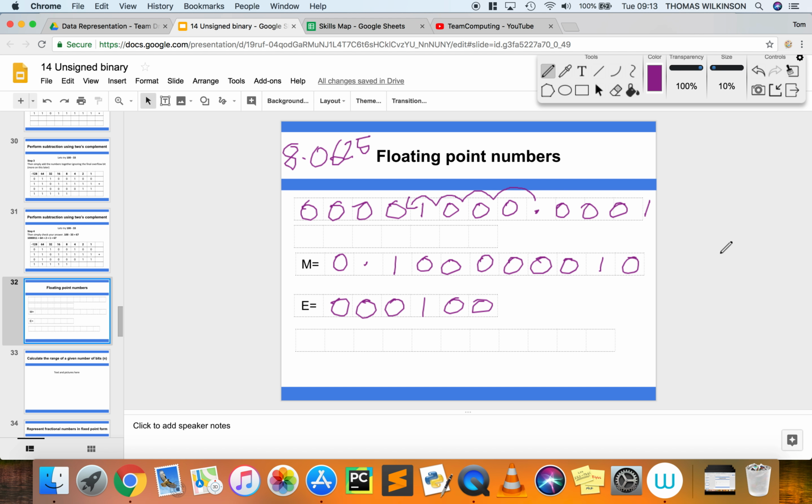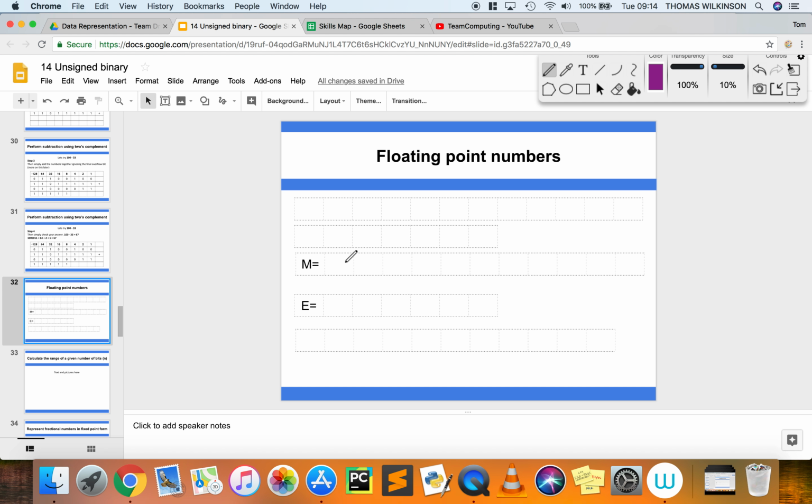And there is my final answer for the normalized floating point version of 8.0625. I hope you got on all right with that. That's going to do for part 1, and then we'll switch over to part 2, looking at some negative values, very shortly.